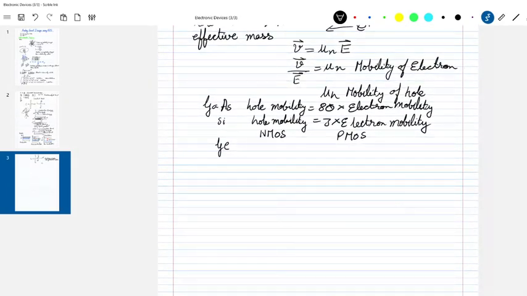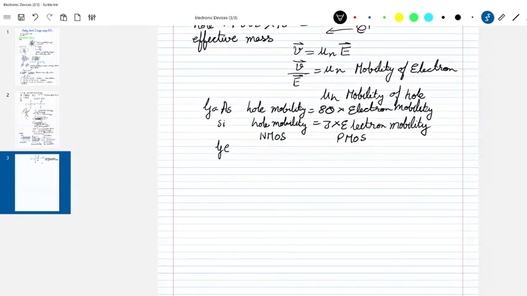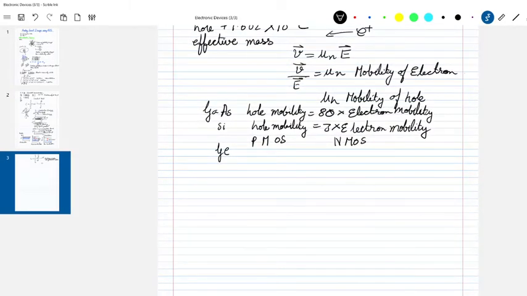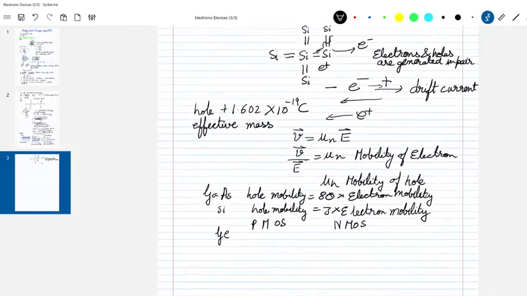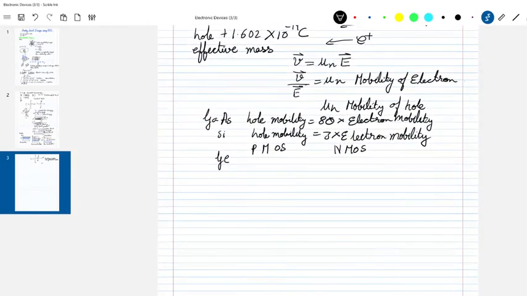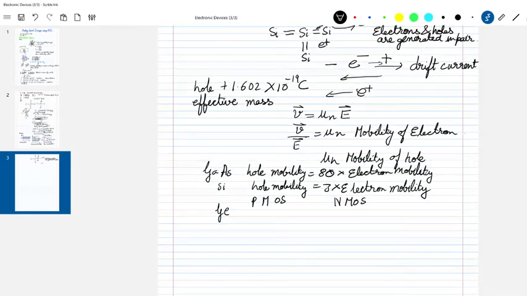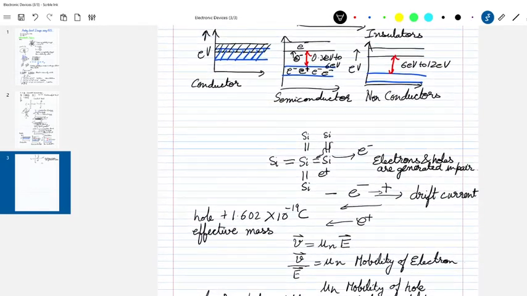Okay, sorry, I have written it opposite. So this side basically is PMOS, this side is NMOS. So we are going to have both devices in silicon, while in case of gallium arsenide and gallium nitride we are not going to have both devices. We are going to have only one device. This is all because of the mobility. Now this is something which is very simple stuff.